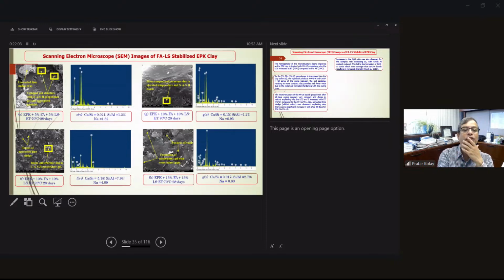So these are different combinations. So what is happening over here? It's much more condensed for the geopolymer sample from these microstructures. Okay. And that's the reason the strength is increased.